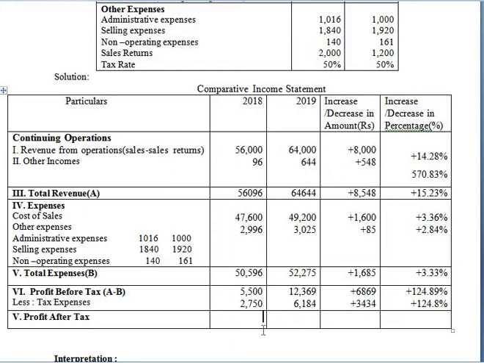So 5,500 minus 2,750. So the balance is 2,750. Okay. Next one, 12,369 minus 6,184. Balance will be 6,184. Now, whether the amount has increased or decreased: from 2,750 it has increased to 6,184, which is plus 3,435. Your answer will come in points, so we have to write it here.